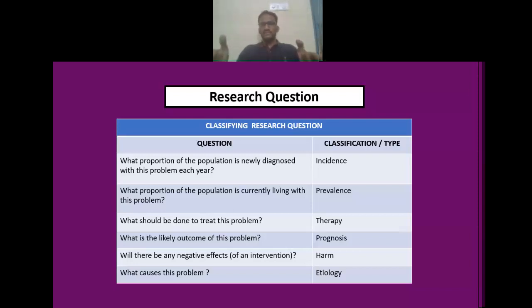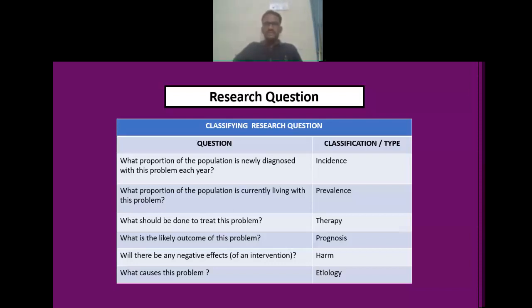Incidence and prevalence are majorly epidemiological designs, where as physios we may not be that interested in knowing these data per se. What is more relevant to physiotherapy professionals is what should be done to treat this problem. For therapy, we need to know about the efficacy of the therapy. So that type of question would be therapy. And what is the likely outcome of this problem is somewhat relevant to us so that we can frame our treatment protocol accordingly. This type of research question can be termed prognosis.